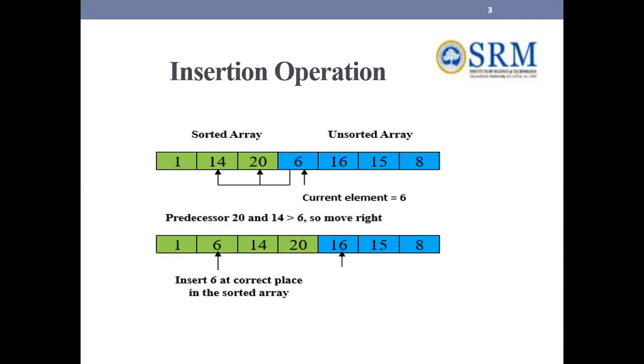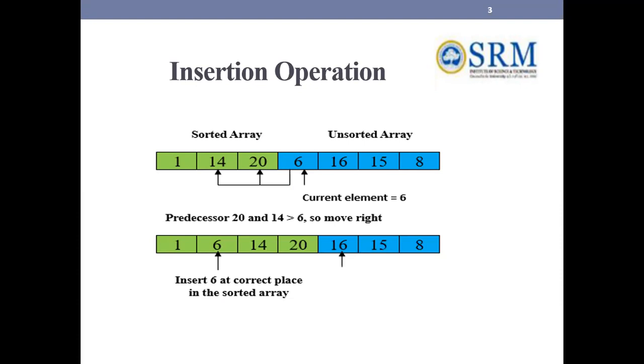What is the insertion operation? Virtually we are splitting the array into two parts. First half is the sorted array, the elements are in sorted order: 1, 14, 20. And the second half, the blue color, represents the unsorted array. The elements are not in order. So we are taking the first element from the unsorted array. The first element is 6. That 6 is compared with its predecessor, that is 20.